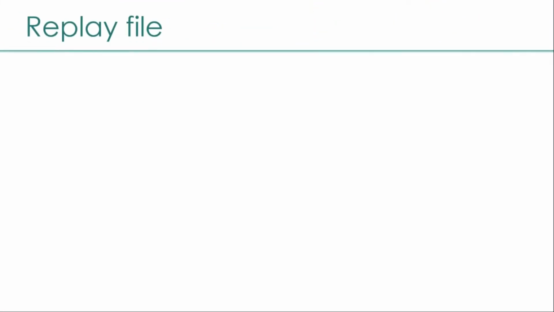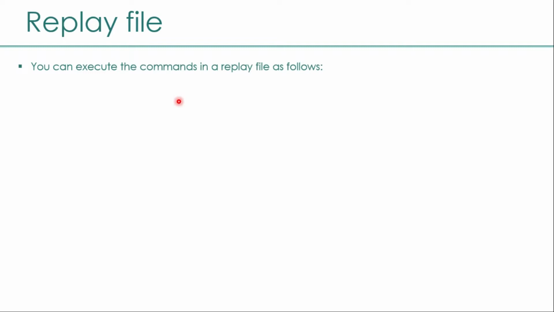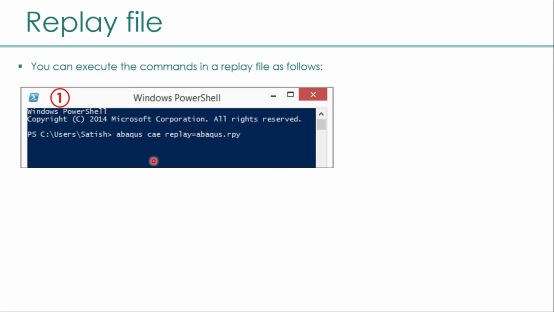Now how can you use this replay file? You can execute the replay file in 2 ways. The first way is using the Windows PowerShell command. You have to write the command abaqus cae. You know this command basically opens Abaqus CAE, right? Or you can write abaqus viewer also, and then you write the option replay, give the equals sign, and then give the replay file name.